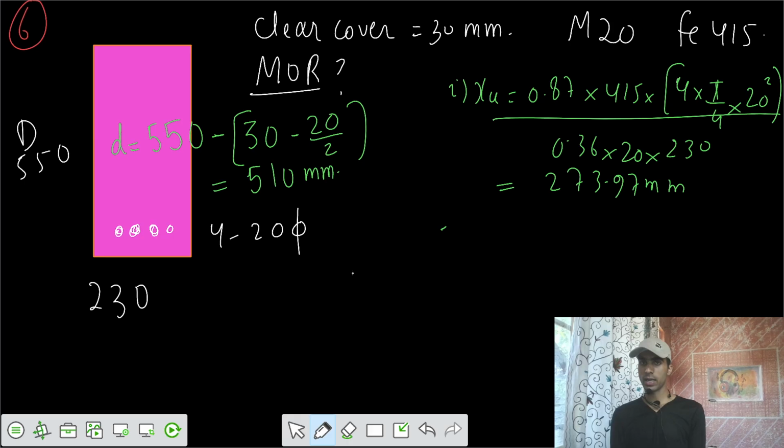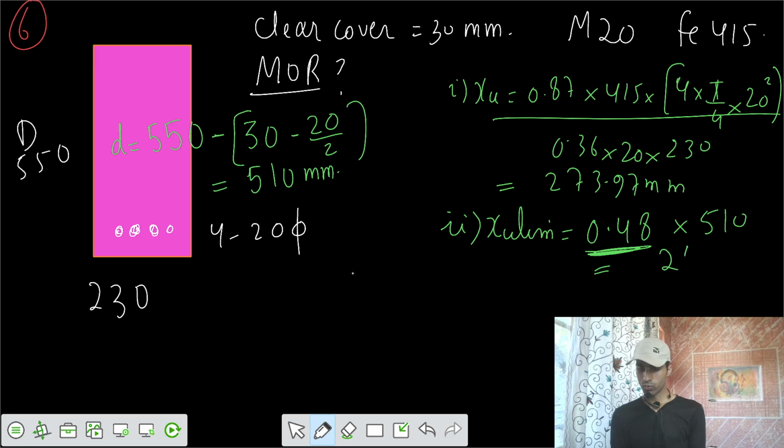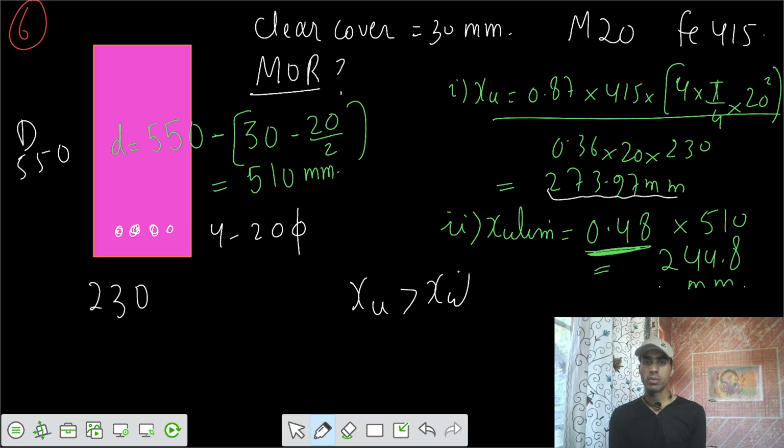Now second step is to get the value of Xu limiting. What is the value of Xu limiting? Xu limiting is 0.48 corresponding to Fe415, and the effective depth was 510. So that is equal to 244.8 millimeters. Now we can see that Xu actual is greater than the limiting condition. So Xu is greater than Xu limiting.